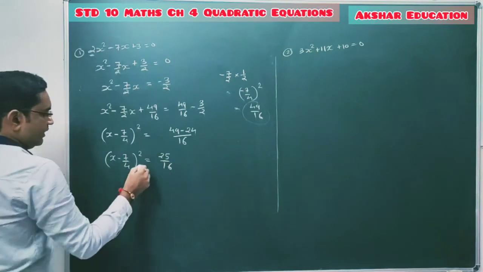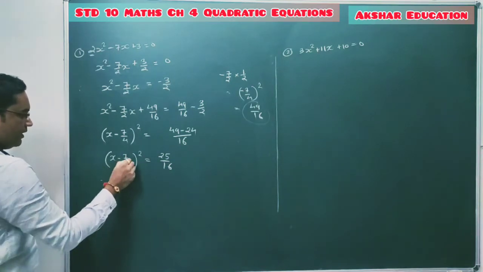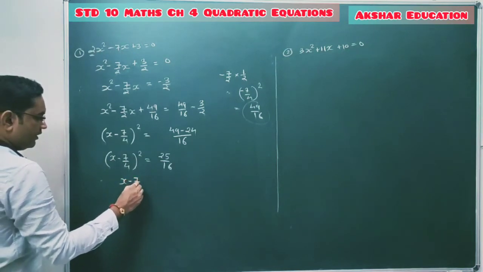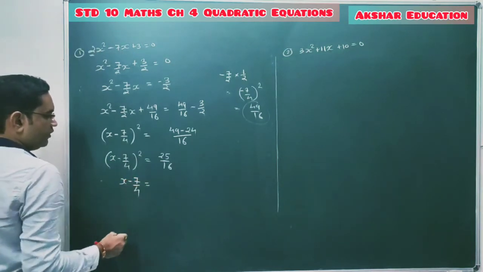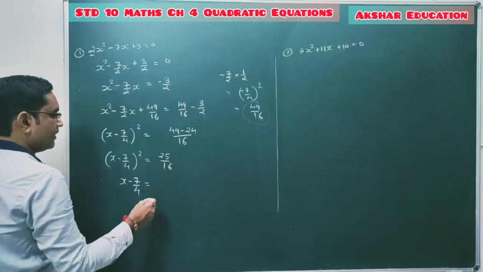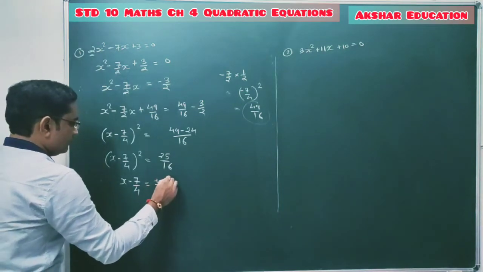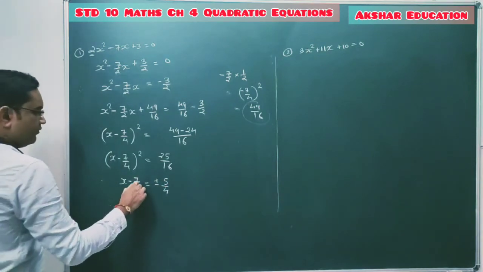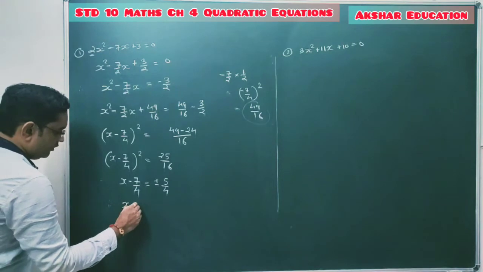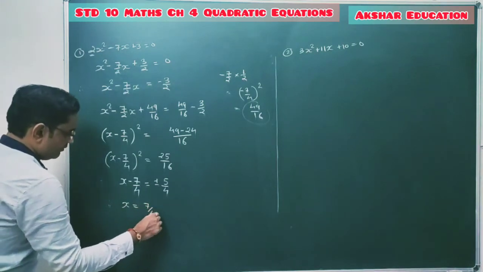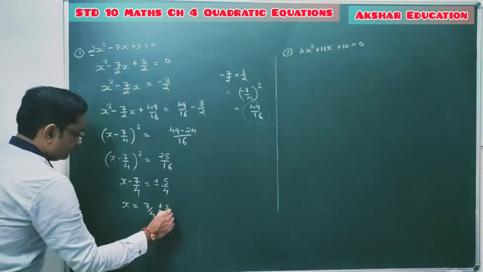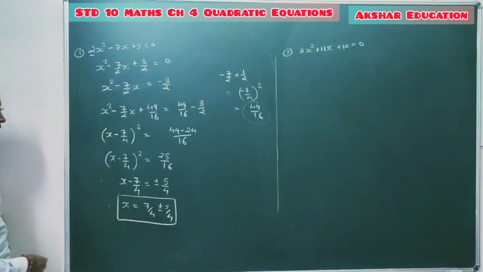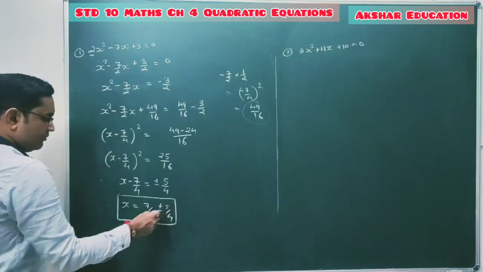Now taking the square root of x minus 7 by 4 whole square, its square root is x minus 7 by 4 equal to, now the square root of 25 by 16 is plus or minus 5 upon 4. So taking this minus 7 by 4 to the right hand side, we are getting the value of x, which is 7 by 4 plus or minus 5 by 4. So two values of x are there. One time consider the plus sign, second time consider the minus sign.